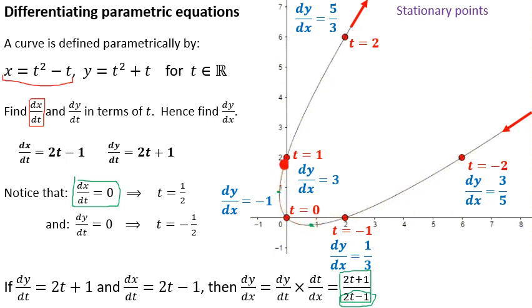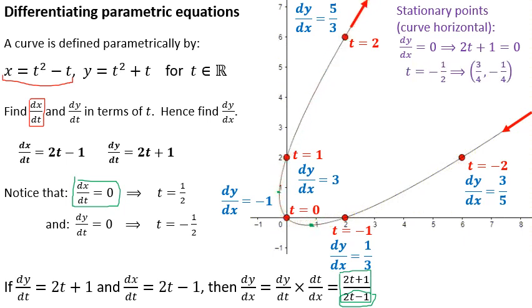The stationary points, in the more traditional sense, happen when the curve is horizontal. In other words, when dy by dx is 0. You can find those values by substituting dy by dx equals 0. Notice we've got a fraction. If the fraction is 0, it means the numerator must be 0. So we get t equals -1/2. Sub those back in to get the x and y coordinates. So that's going to be this point down here.